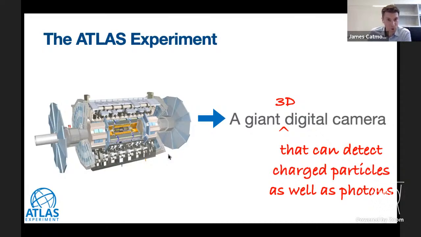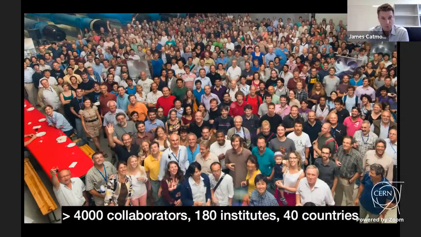But equally as important, ATLAS is also people. There are more than 4,000 of us in ATLAS, and a similar number in our opposite number, CMS. It's made up of 180 different institutes, universities and labs across 40 countries.